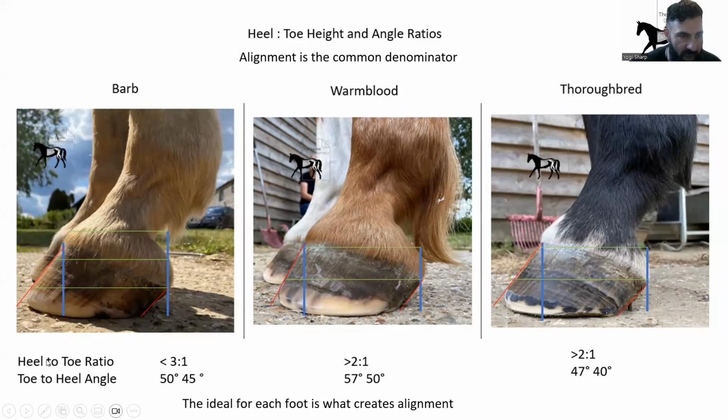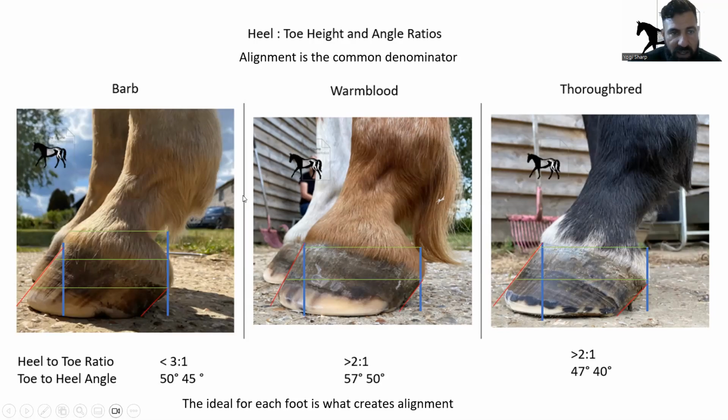If we start to look at their heel to toe height ratios, we can see this chap, in order to create a straight hoof pastern axis, has just under 3 heel heights to one toe height, right? This warmblood here has a just over 2:1 heel to toe height ratio in order to have a straight hoof pastern axis, right? And the thoroughbred is in a similar position, just over 2 heel heights to 1 toe height in order to create a straight hoof pastern axis, right?